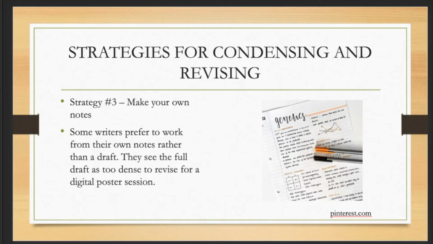The next thing that I want to talk to you guys about is that one strategy that I'd recommend is just to go through your position paper and to start to highlight things that you really want to use, and maybe cross out things that maybe aren't relevant to communicate in only 300 to 600 words of text. We're all different learners and we have our own preferred learning styles. So one big thing too is that some writers prefer to work from their own notes rather than a draft. They see the draft as too dense to revise and to cut down. So you can also take notes, and that really may be effective for you.